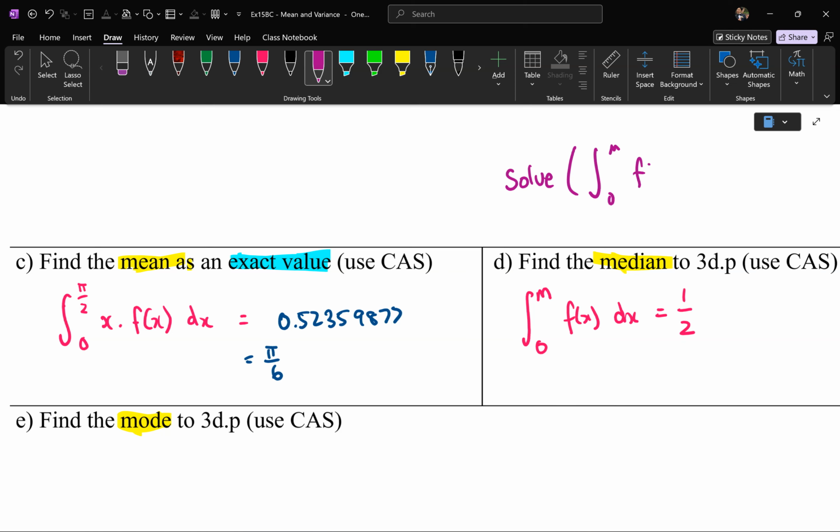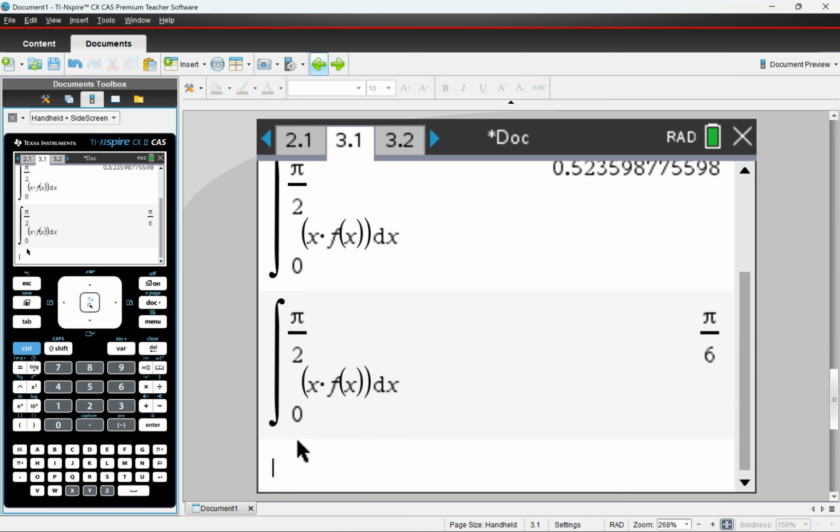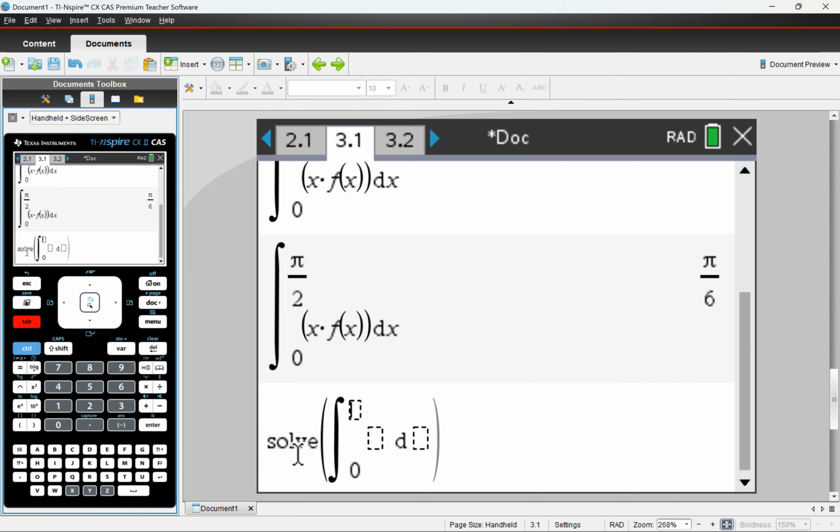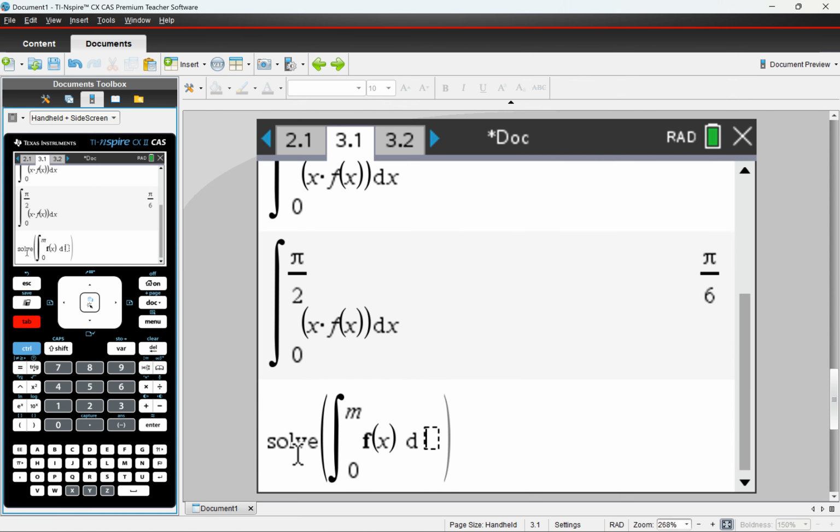Correct. So you just need to solve the integral from 0 to m of f of x dx, and it has to equal half. Find m. So here we go. Let's type it in. Menu 3, 1. Solve for the integral from 0 to m of f of x dx, and I want it to equal, where is it again? Equals half. Solve for m.